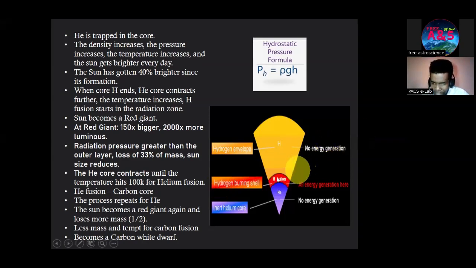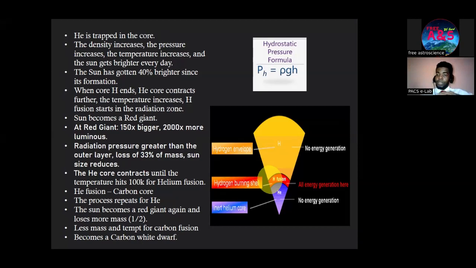as this hydrogen burning shell is happening, it is depositing some ash of helium on the core. So the core is getting bigger, more massive, and contracting. So the temperature is increasing. The temperature will increase up to 100 million Kelvin, which is the temperature for helium fusion. So the helium in the core will begin to fuse and be producing carbon in the core.